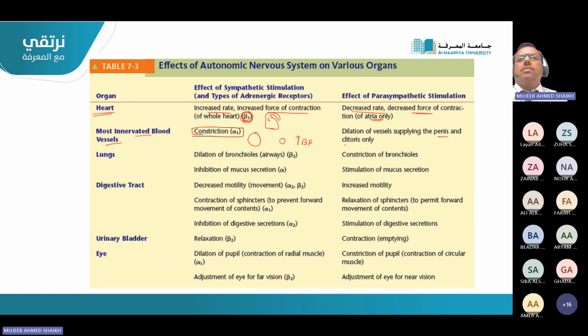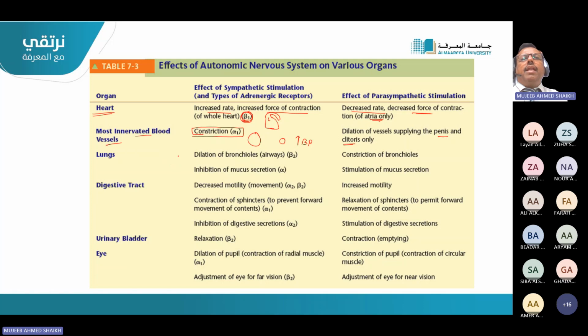Penis and clitoris, there is parasympathetic supply. Here in all the other places, sympathetic and parasympathetic, both are there. But in these organs, that is penis and clitoris, only parasympathetic is active, which is causing vasodilatation.